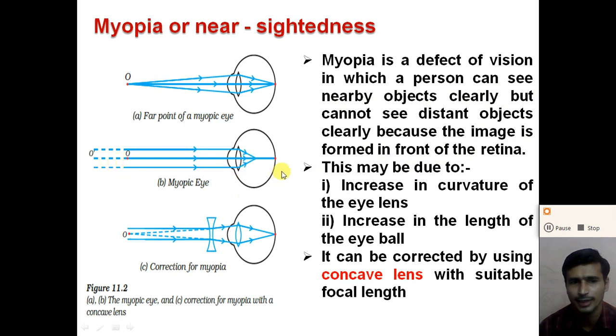Look at this second figure, the myopia eye, right? The object is far from the eye and the rays coming from far are parallel to each other, and after refraction they meet before the retina, in front of the retina. So here the image is produced in front of the retina, and so we cannot see the far object clearly and the person can see the near object clearly.